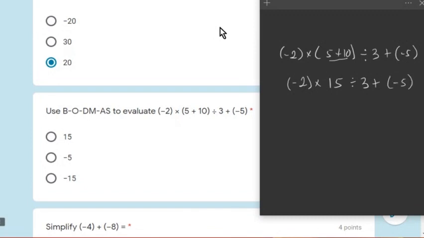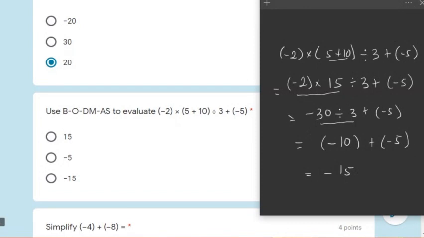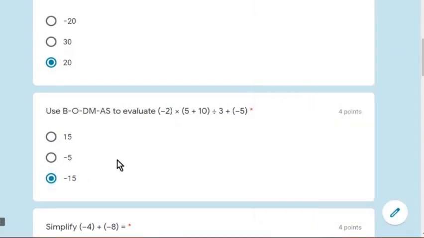So that is negative 2 times 15 divided by 3 plus negative 5. Then moving from left to right, I have to solve this multiplication first. So negative 2 times 15 will be negative 30 divided by 3 plus negative 5. Then still I have to do the division first. So negative 30 divided by 3 will give me negative 10. So now I have negative 10 plus negative 5. I'm getting more negative. So my answer will be negative 15. So this is the correct answer.